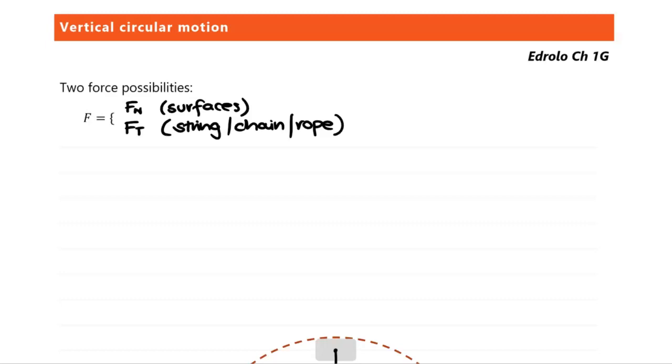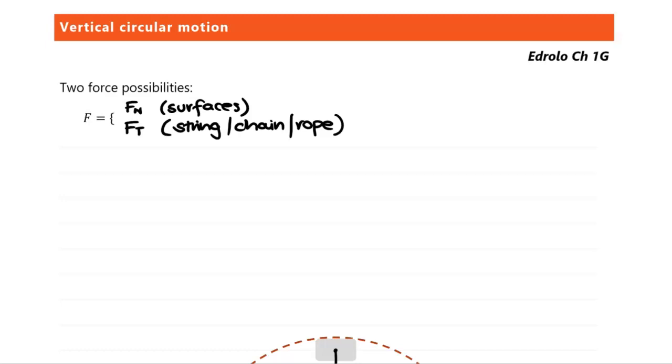We started to look at vertical circular motion last time, and we looked at two force possibilities. For example, with the marble going around a loop-the-loop, we had a normal force that was pushing the ball towards the center of the circle. That is true for any situation of vertical circular motion where we have surfaces and the object on the inside surface. Another example was swinging something around on the end of a string, could be a chain, could be a rope, and in that instance the tension force was what was pulling the object towards the center of the circle.